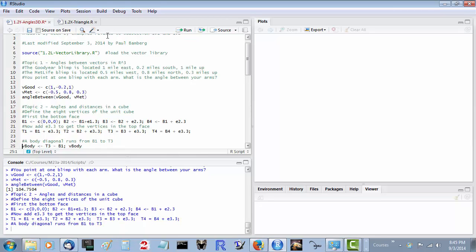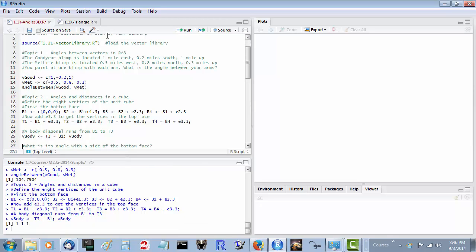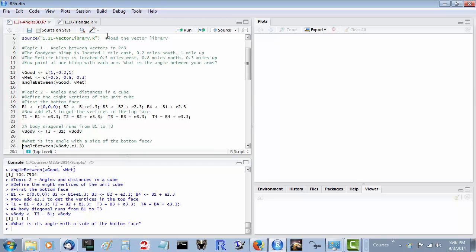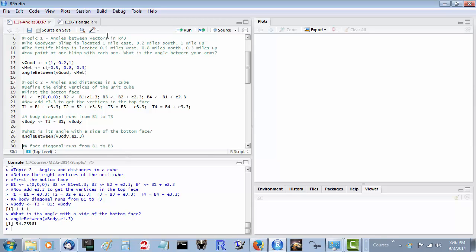Now for some terminology. Something that runs from vertex 1 in the bottom face to vertex 3 in the top face and goes through the center of the cube is called a body diagonal. If you get into chemistry, you're likely to involve yourself with body diagonals. One mildly interesting question is, what's the angle between this body diagonal, a vector, and a side of the bottom face? No problem. We use the dot product, calculate our angle between function, and discover it's about 54 degrees.